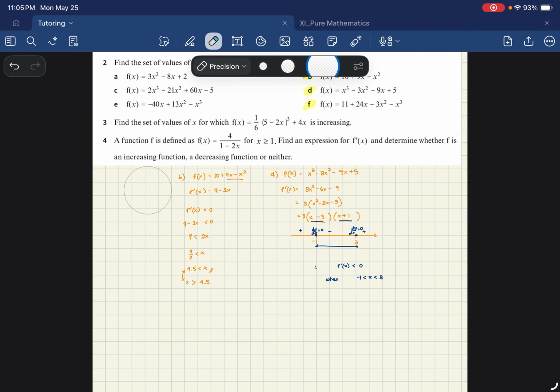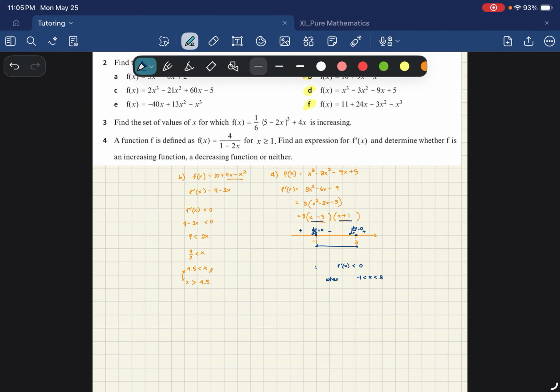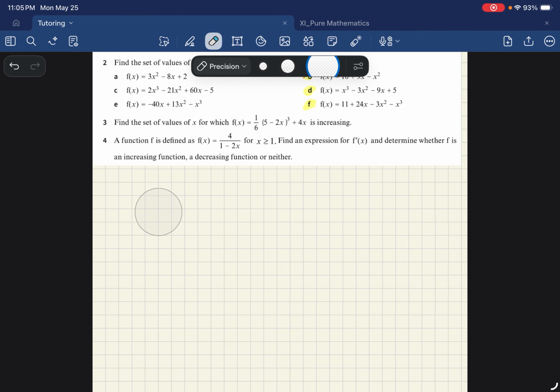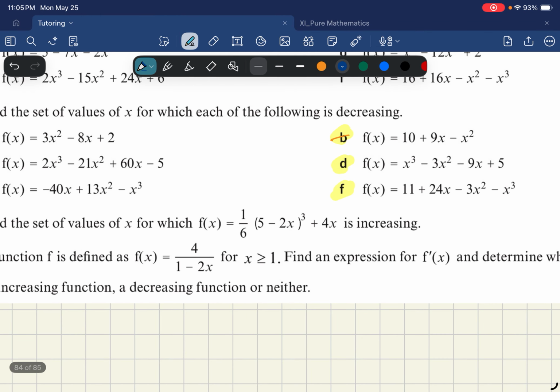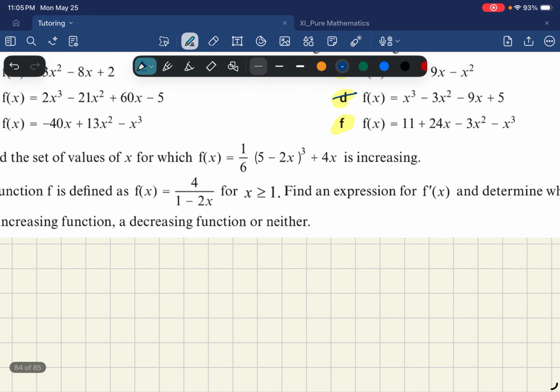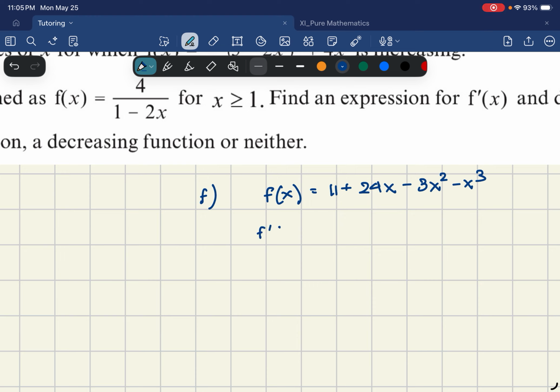Alright. So we are done with B and D. So let's do F. For F, we have f of x is equal to 11 plus 24x minus 3x squared minus x cubed. F dash of x is going to be 24 minus 6x minus 3x squared.